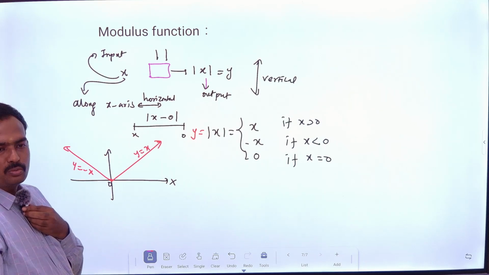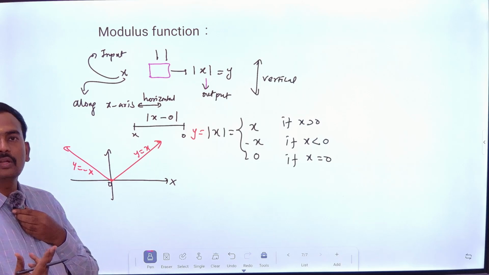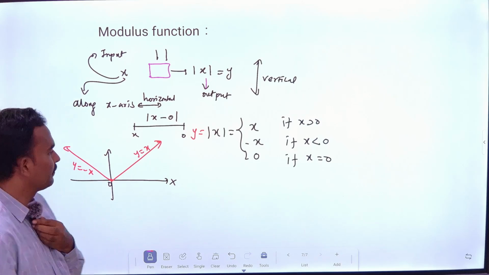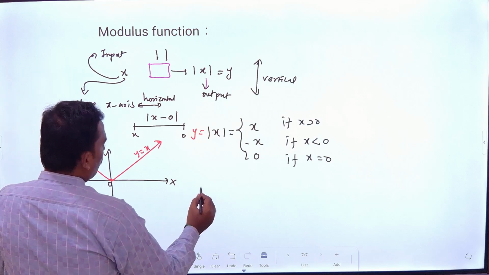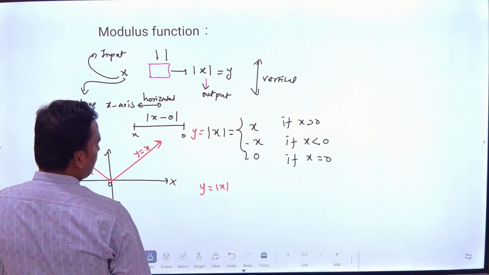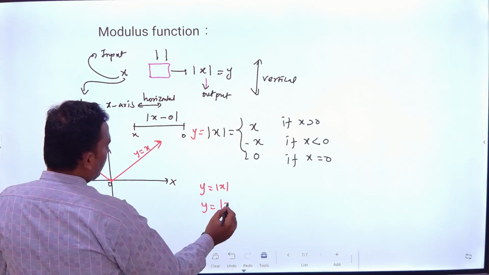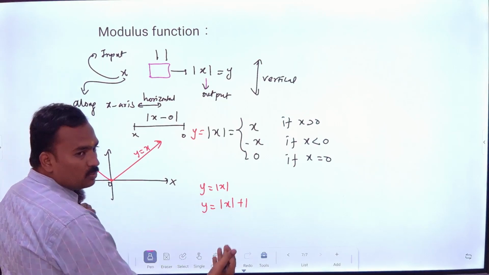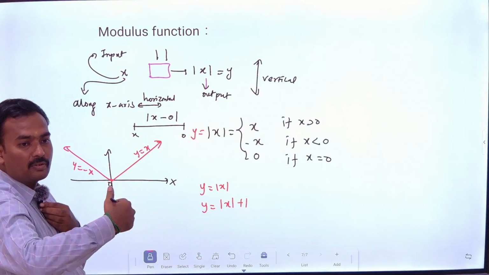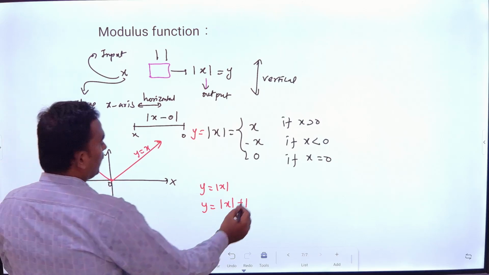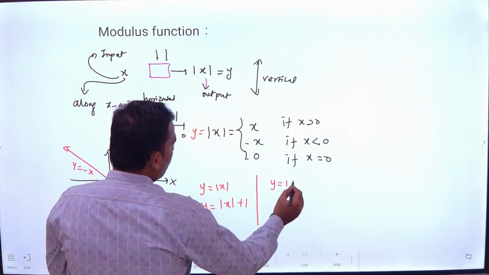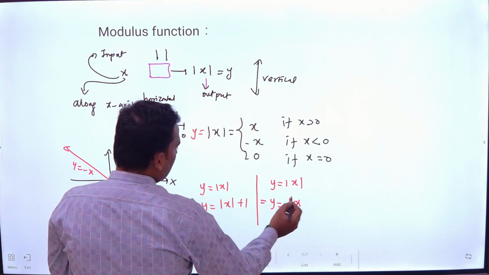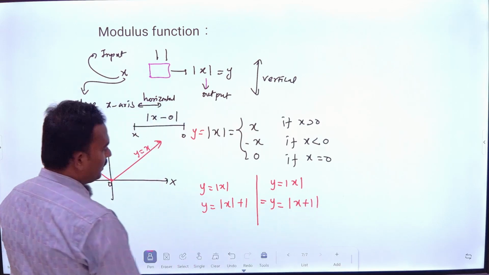There are two transformations: one along the x-axis, one along the y-axis. Let's take y equal to mod x. Suppose y is equal to mod x plus 1. You already know this is y. Adding 1 outside means you are shifting the graph along the y-axis. So y is equal to mod x is there, and y is equal to mod x plus 1 is there.